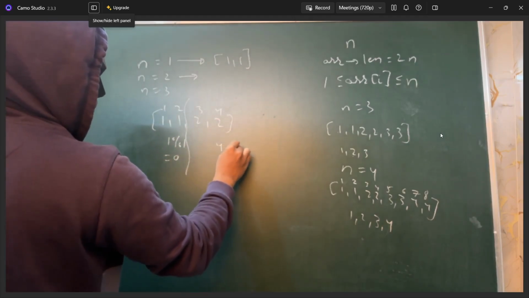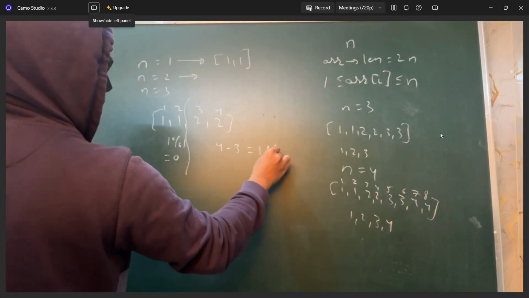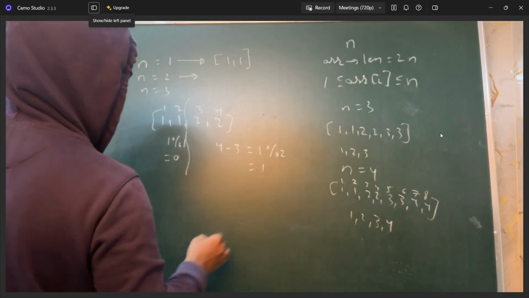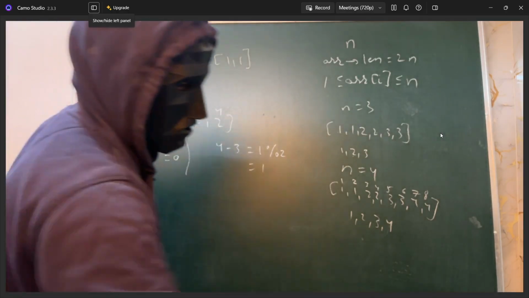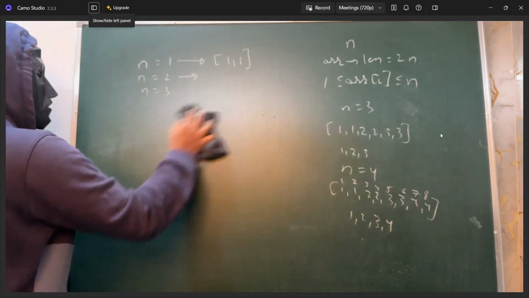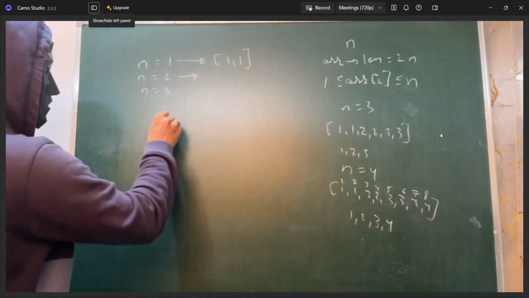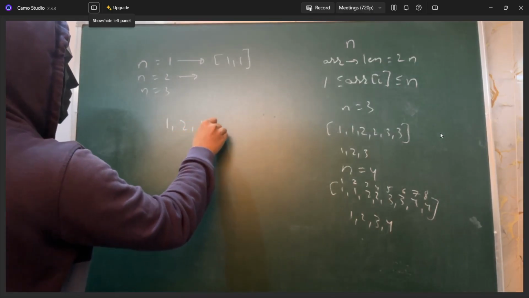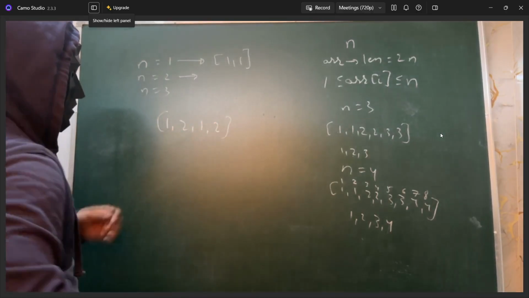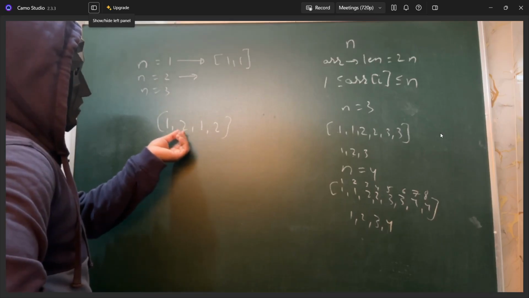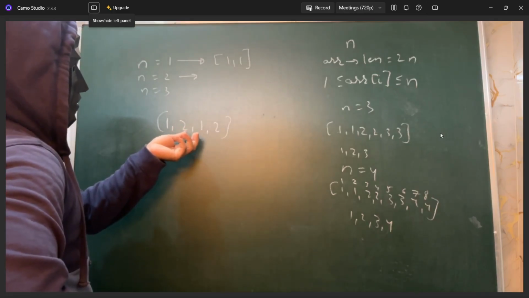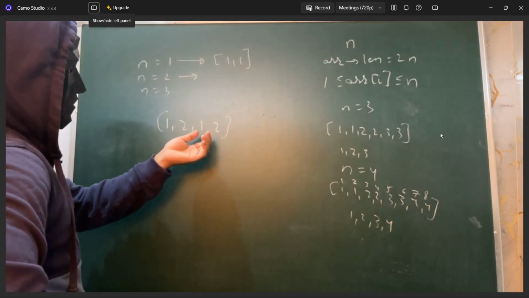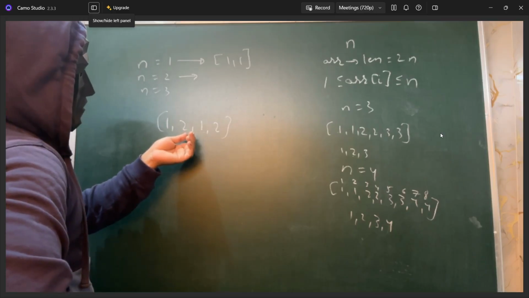Like 4 minus 3 is giving you 1, and if you take modulus with the element which is 2, your answer is 1. It is not 0. It is not perfectly divisible. So this is not a valid arrangement. So what I did is I took 1 and then 2, then 1 and then 2, because I thought that since it is 2, the distance between them should be not at least 2, but a multiple of 2. If that is the case, then it will be fine.